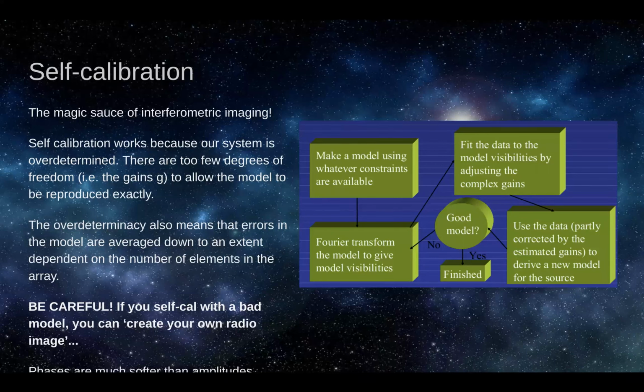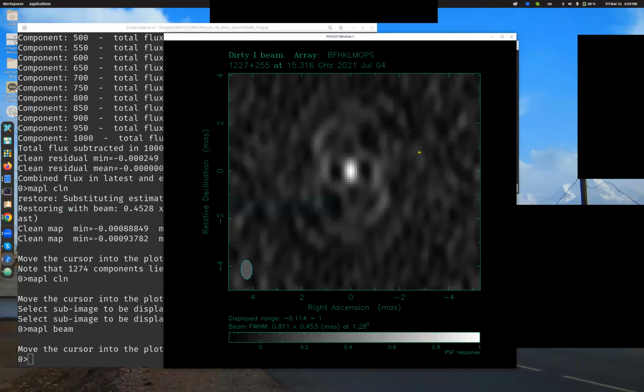Okay, and of course you have to be very careful. Phase self-cal is a lot softer than amplitude self-cal, it turns out, but these are details you don't really need to worry about for now. But let's go back and play with the real data again.